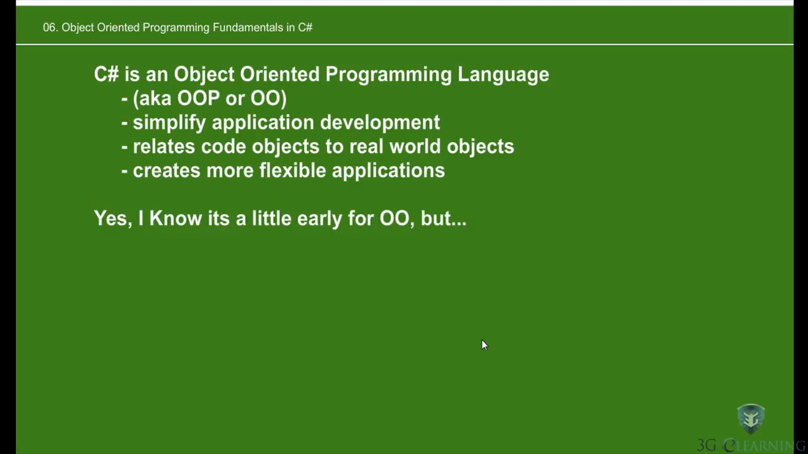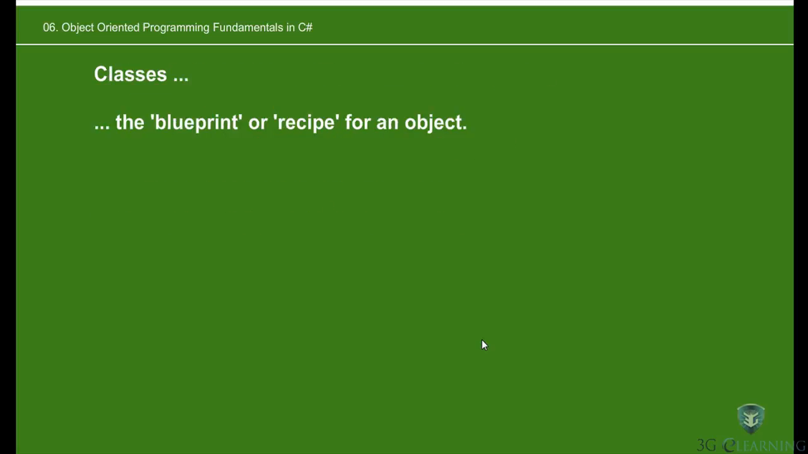Now the reason I'm discussing OOP in this lesson is because you are surrounded by OOP. You may not have realized it, but C# is object-oriented, and in the first lesson you were writing object-oriented code. It's useful to understand the basics of OOP because it'll make a lot of things easier to understand as you go along. Now the basic building block of object-oriented programming is a class.